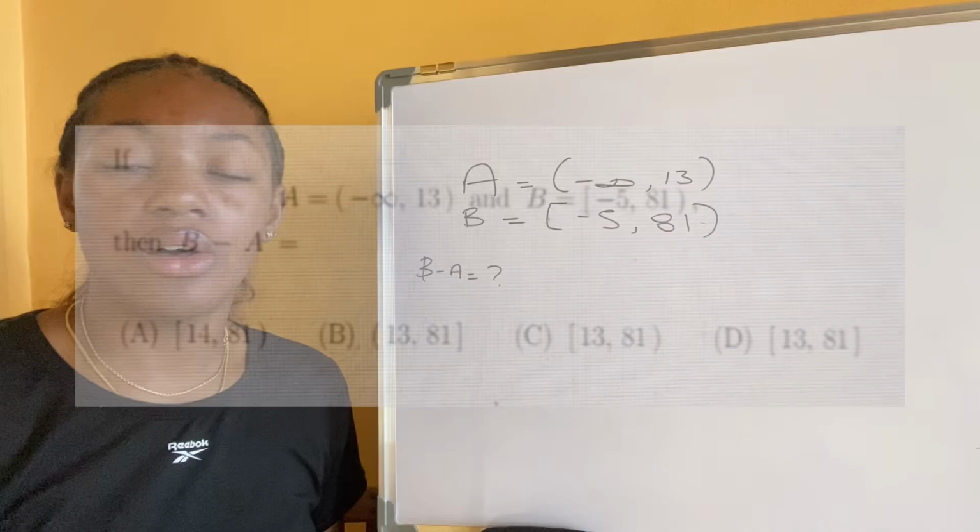Question 6. If A equals negative infinity, 13, in an open interval, and B equals negative 5 and 81, where there's a closed interval bracket where negative 5 is, and an open interval bracket where 81 is, then B minus A is equal to... Okay, so here's our question.